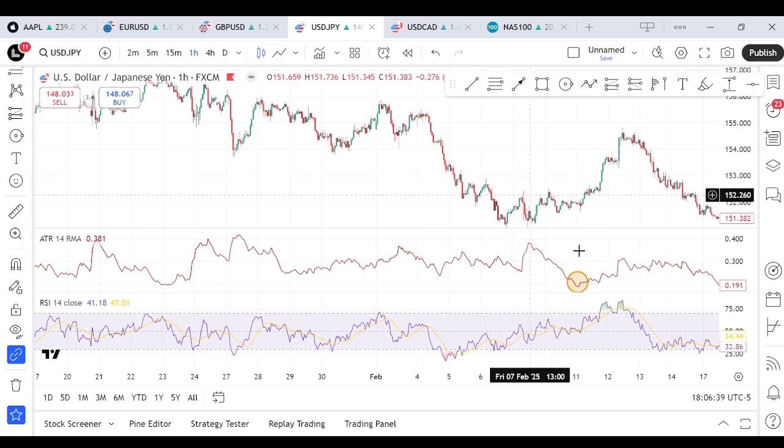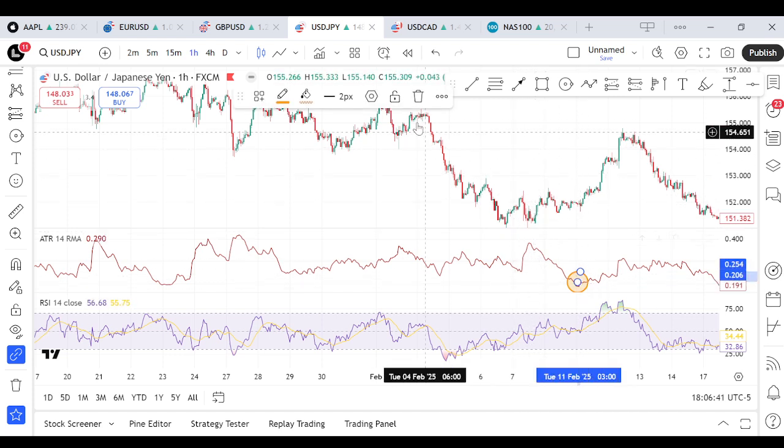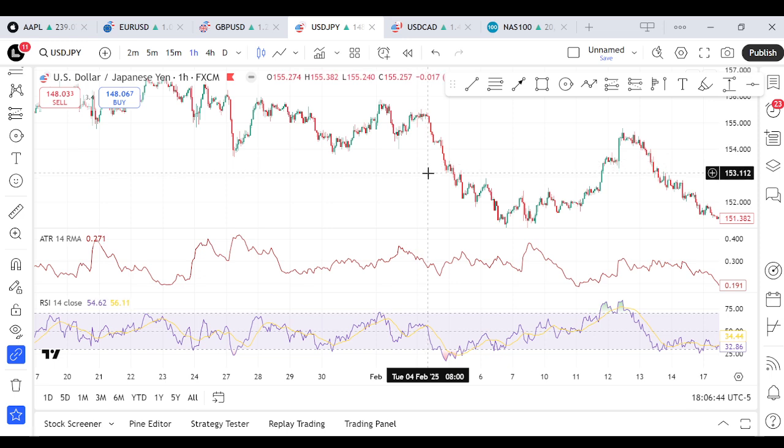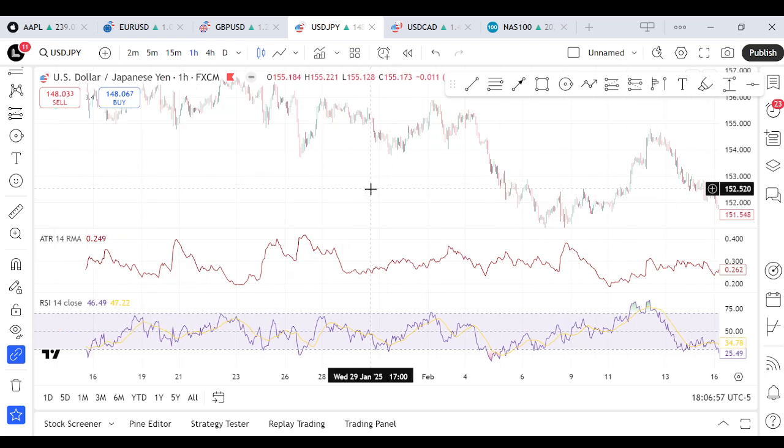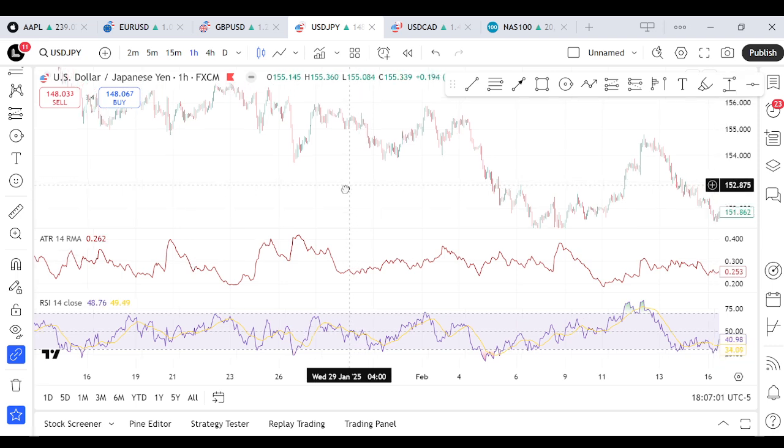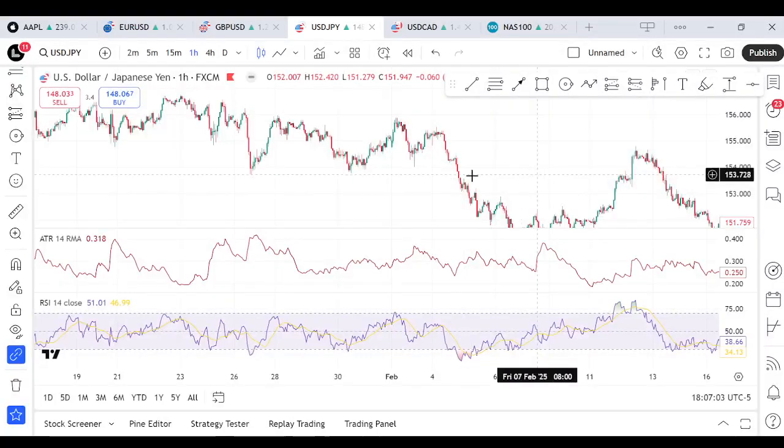Then the next step is to look at the RSI, and this is going to help us take our trade. For a potential buy trade, wait for RSI to cross above 30 from an oversold level, and this suggests that selling pressure is easing and buyers may be stepping in. For a sell trade, wait for RSI to cross below 70 from an overbought level, signaling that buying momentum is fading. So let's quickly look at one example here.